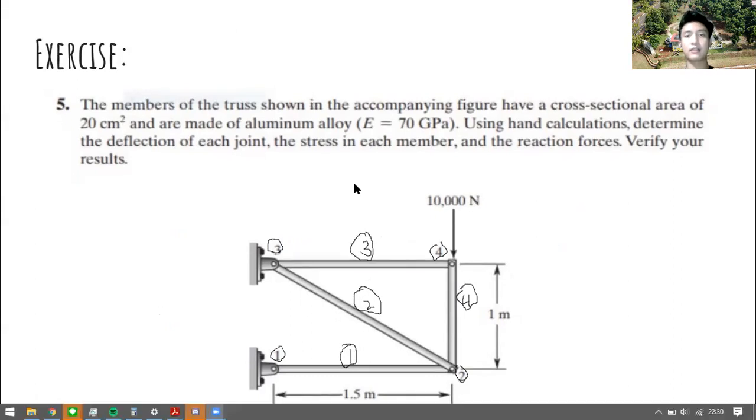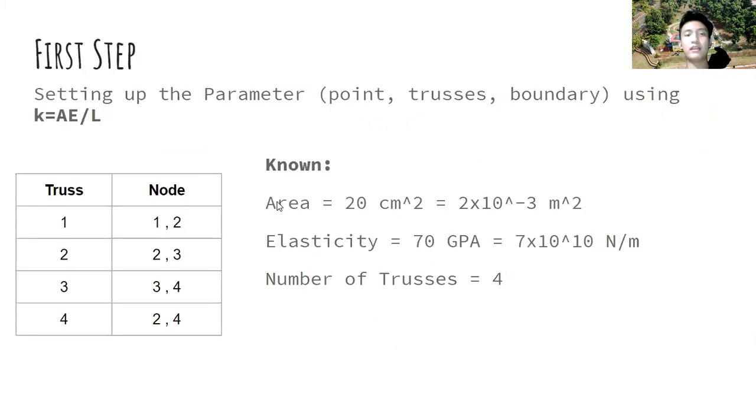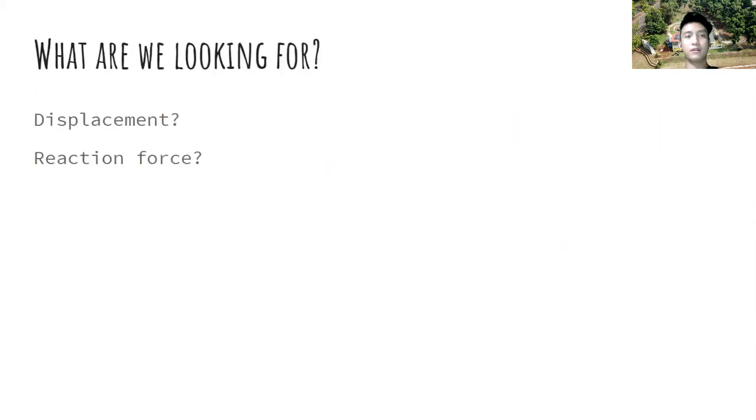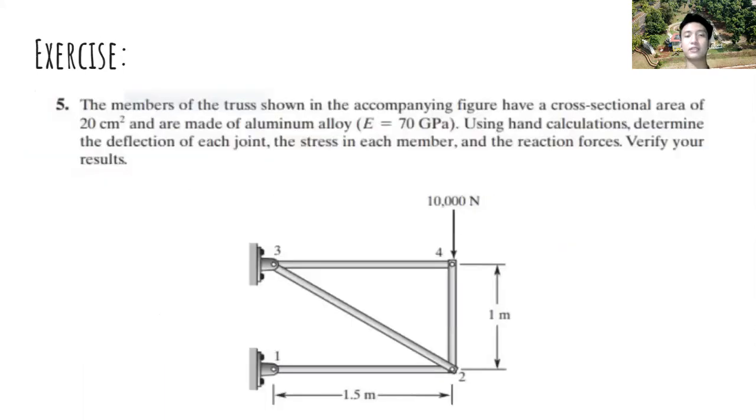Let's jump into the next slide. From the problem, we know that the cross-sectional area of the truss is 20 square centimeters, and we convert it to square meters, which is 2 times 10 to the power of -3. Then we have the elasticity of the aluminum alloy, which is 70 gigapascal, and we convert it to Newton per square meter, which is 7 times 10 to the power of 10. And we state the number of trusses is 4, as we know from the problem. What we want to solve is the displacement and also the reaction force of these trusses.